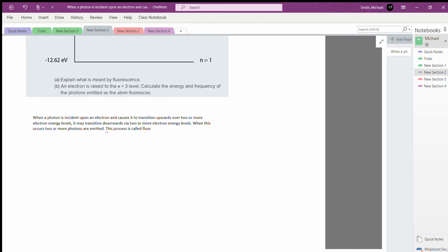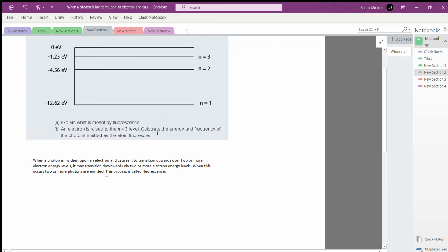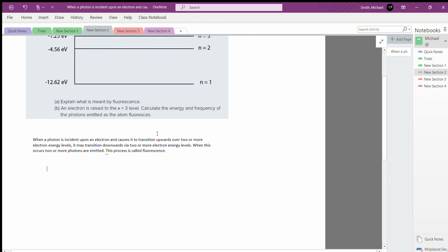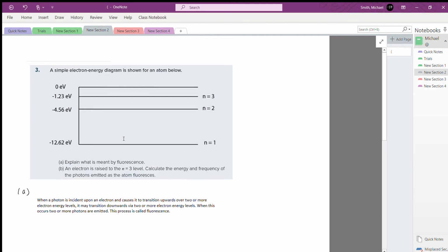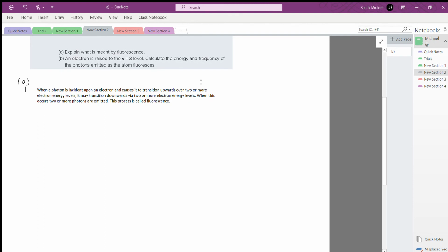So it is one type of fluorescence, not the only type, but for the purpose of the Stage 2 course, that's the only type that we're really concerned with. So that's just an explanation. Now we have to actually work out something. So for part B, this is all part A. For part B, an electron is raised to the n equals 3 level and it fluoresces. So we need to calculate the energy and frequency of those photons.